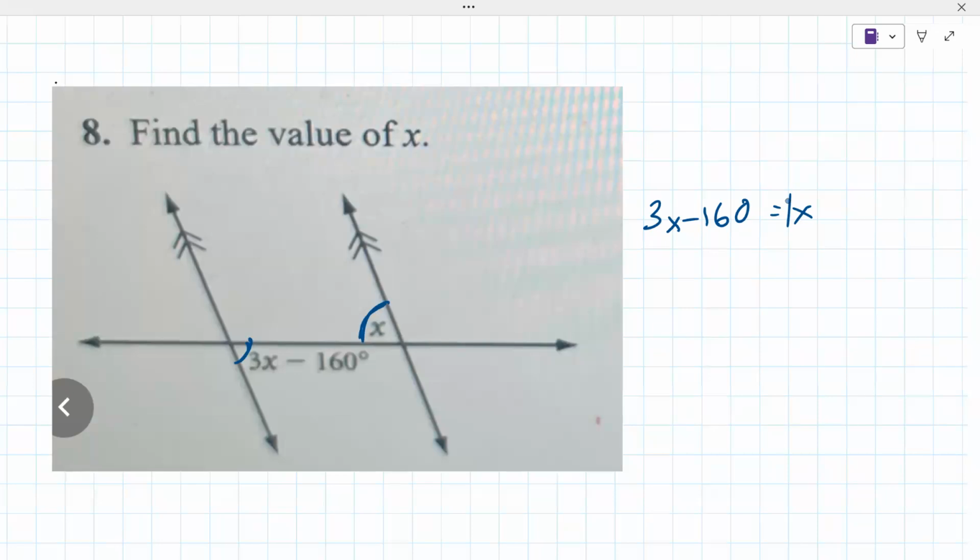Okay, I got 80. X equals 80. That does equal 80. Very good.